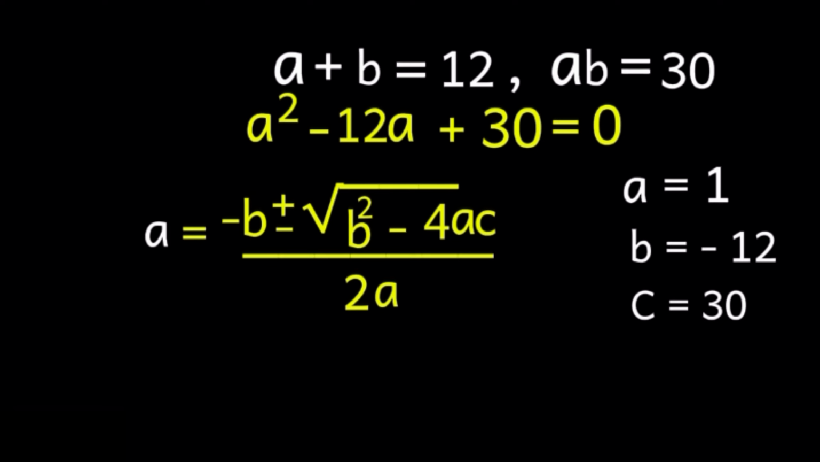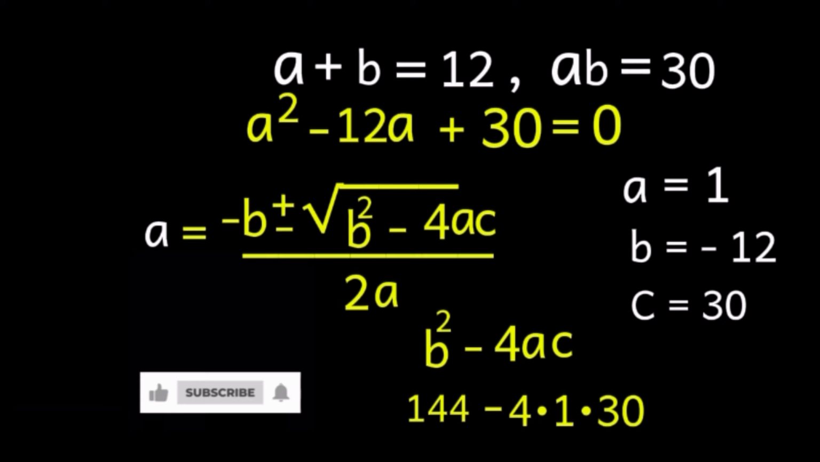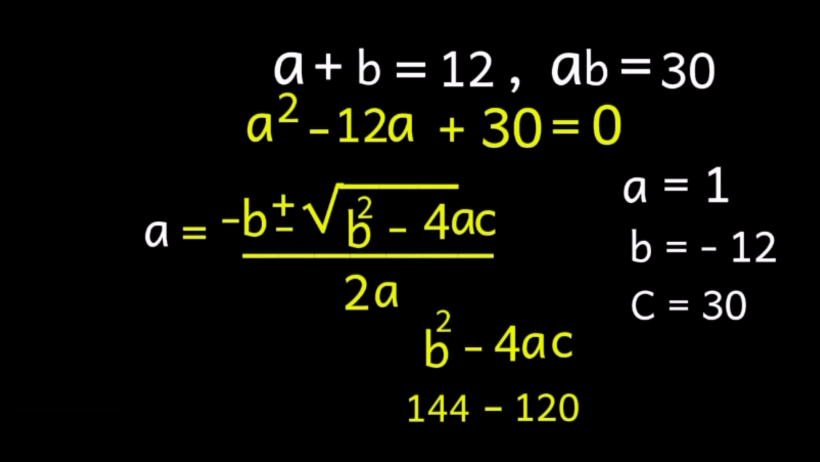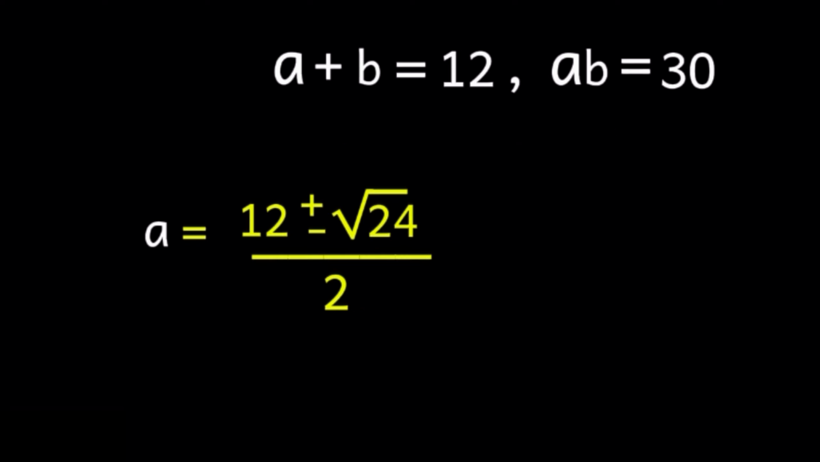Now, let's calculate the discriminant, which is b squared minus 4ac. So negative 12 squared gives 144, and 4 times 1 times 30 gives 120. So 144 minus 120 gives 24. Now, the discriminant is positive, which means we have two real solutions. So we continue and we get a equals 12 plus or minus square root 24, all divided by 2.